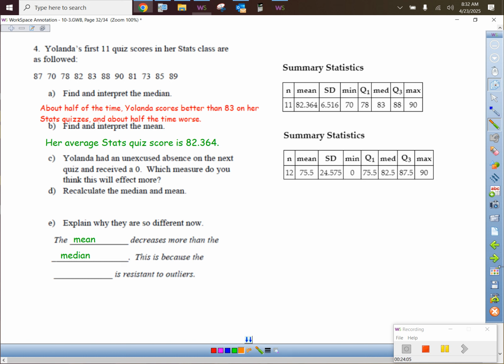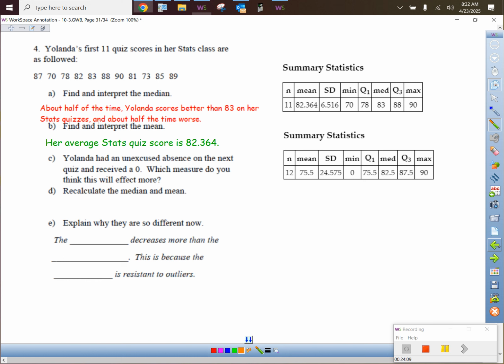Which one was resistant? Was the mean resistant or was the median resistant? It's kind of a weird concept. It's the median. The median resisted the change. The median did go down, right? It went to 82.5, down half a point. Not much, but didn't the average go down like 5% in that case? So that's a big drastic one.